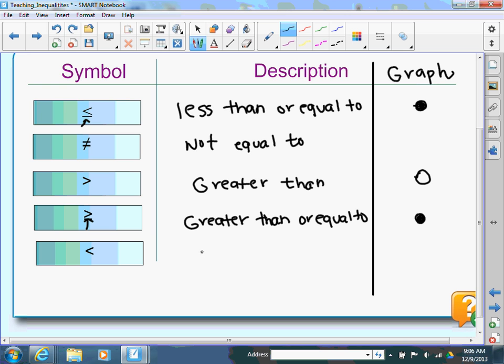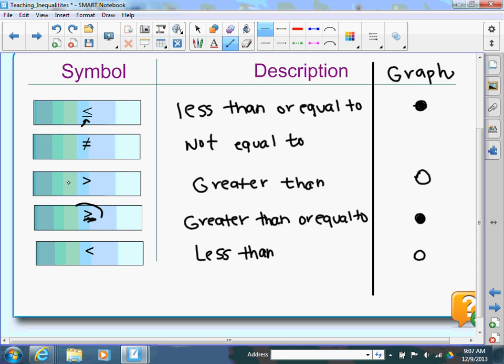And this last symbol. Yep, less than. And it's going to have what kind of dot? Open. It has to have or equal to be closed. You can think of it as a man with a mustache under his nose. It has a mustache under his nose. It gets a closed dot.